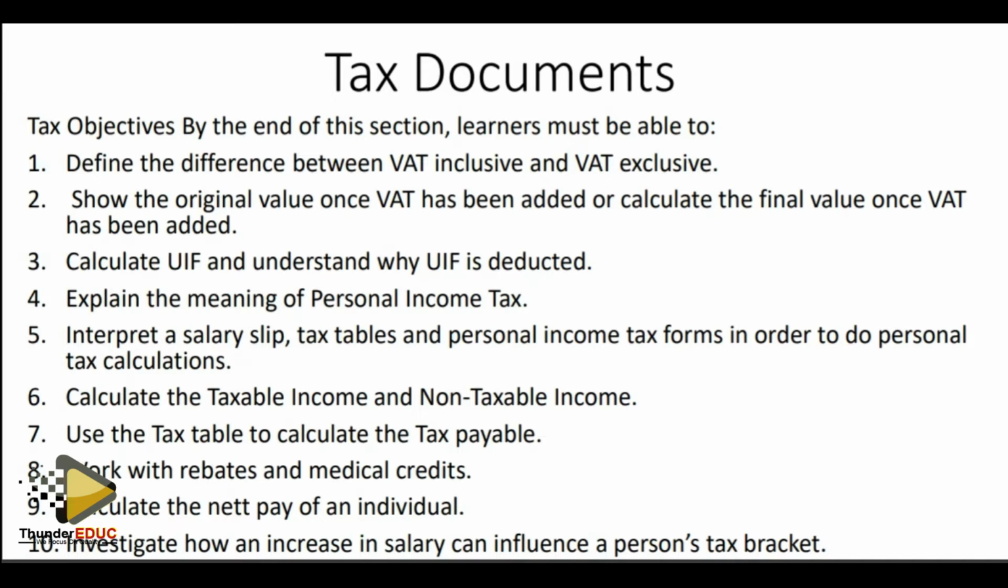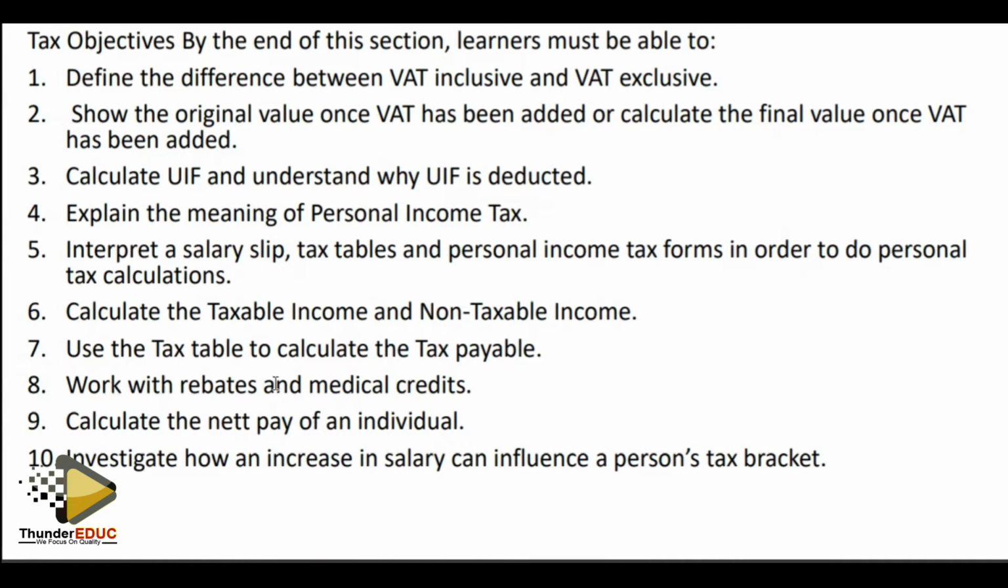Actually, this is where we need the pay as you earn calculations. Then we shall calculate the taxable income. Remember, before you look for someone's income tax, the salary has to be taxable income. And we shall also look at the non-taxable income, the likes of pension, road accident fund, and so forth. Then we shall see how we use the tax tables to calculate tax payable. We shall be expected to work with the rebate, which determines the pay as you earn. Then we shall calculate the net pay, which is the same as the net salary, or what some people call take home pay. Then we shall investigate how, in some cases, the salary can influence a person's tax bracket.